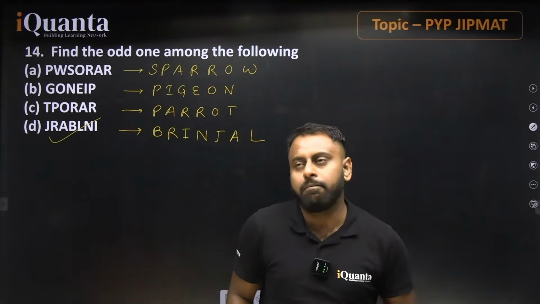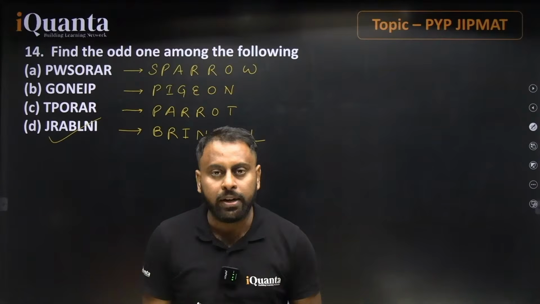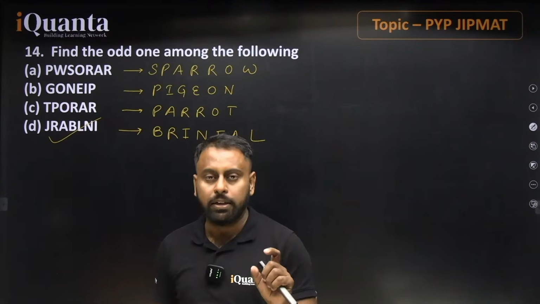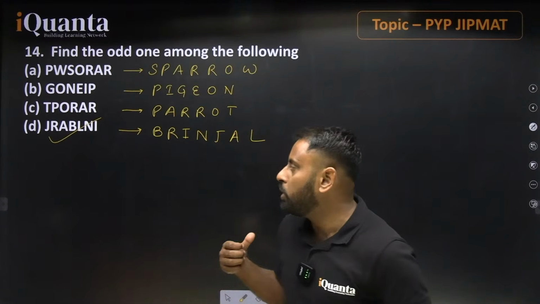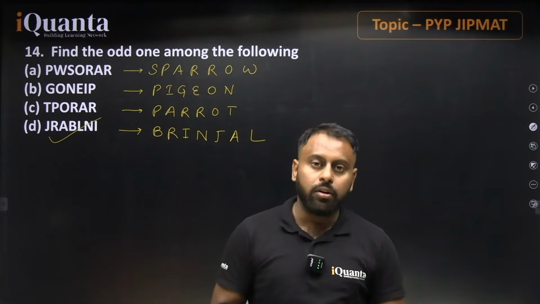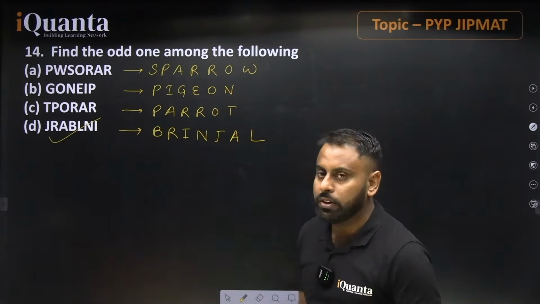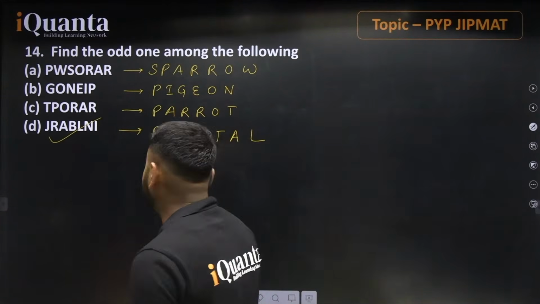So this is the pattern which can be frequently asked when talking about JIPMAT, because JIPMAT is aligning for jumbled words mostly. So when you go through the questions based on odd one out or analogy, in that case they will just go with the portion which is based on jumbled words.